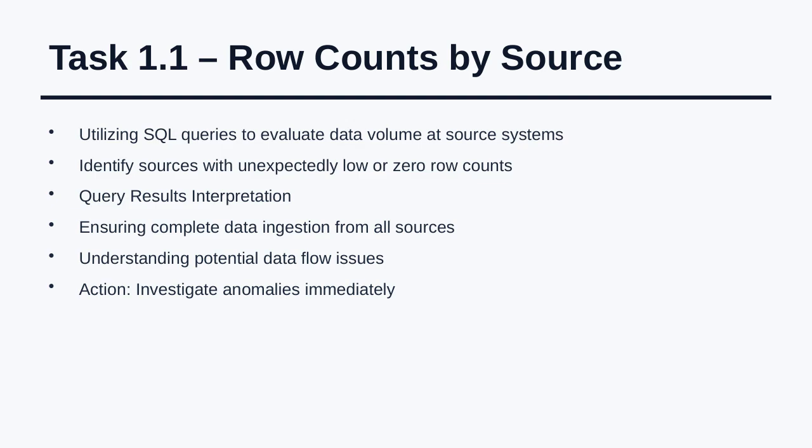For example, if a sales system usually sends thousands of records daily but suddenly shows 0 rows, that's a red flag. By identifying these anomalies early, we ensure that all expected data is fully ingested, which helps maintain accuracy and reliability downstream. It also points us toward potential data flow issues, such as broken connections, failed jobs, or source system outages, so we can investigate and fix them quickly.